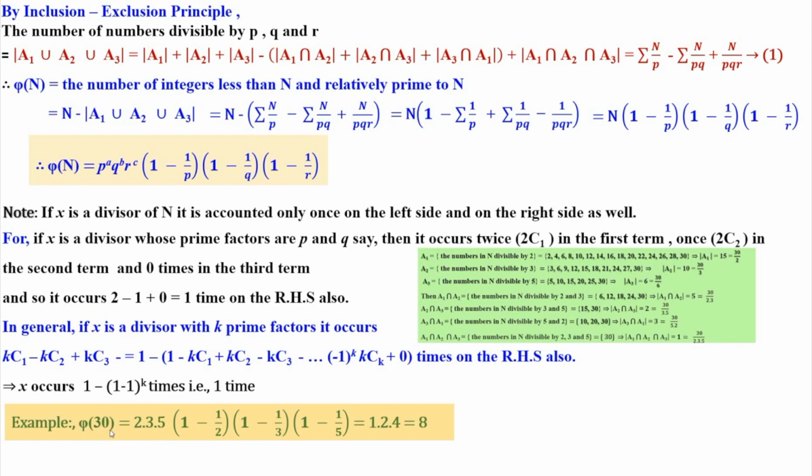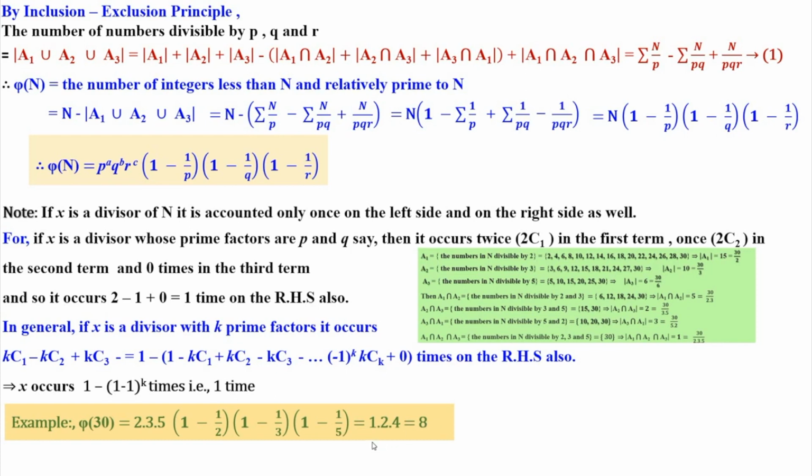Now for phi of 30, we already got the answer 8 by direct computation. Now we use the formula. Using that also we get this, 1 minus half. When you take the LCM, it is 1 by 2, this is 2 by 3, and this is 4 by 5. So 2, 3, 5 will get cancelled, giving just 1, 2 and 4, and that is 8.